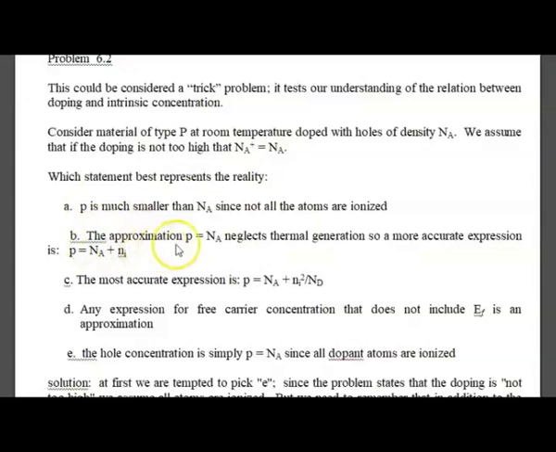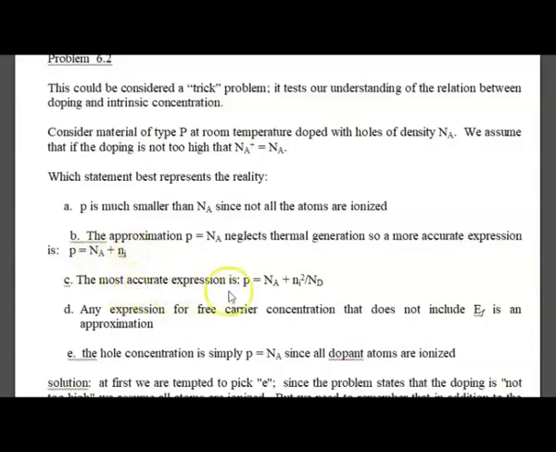B: The approximation p, the number of holes, is equal to Na neglects thermal generation. Oh, that looks promising. So a more accurate expression is the number of holes is equal to the number of implanted atoms plus the thermal generation. Well, that's a possibility. We have to figure out if this equation is true, and you might suspect that it is not, and indeed that is the case.